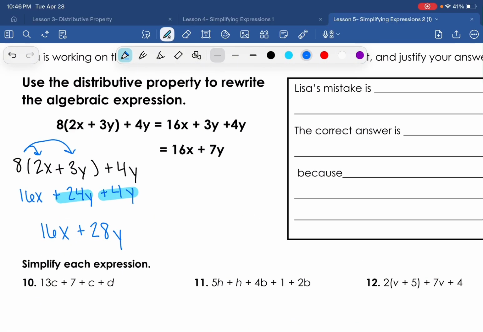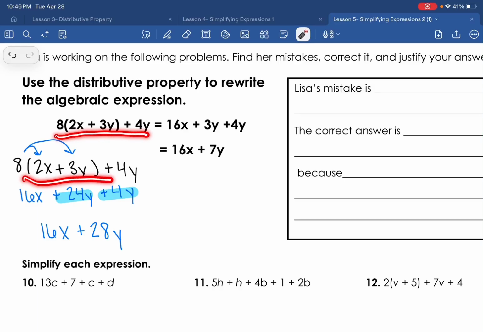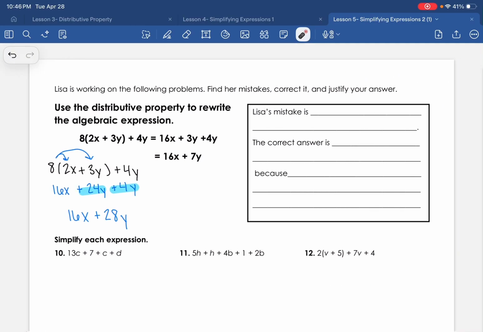Okay, so at this time, we need to see what Lisa did that we didn't do. So it looks like she's got the same equation. We have 16x plus 24y plus 4y. Lisa had 16x plus 3y plus 4y. What do you think she did wrong? I want you to take a second and look and try to figure it out yourself.